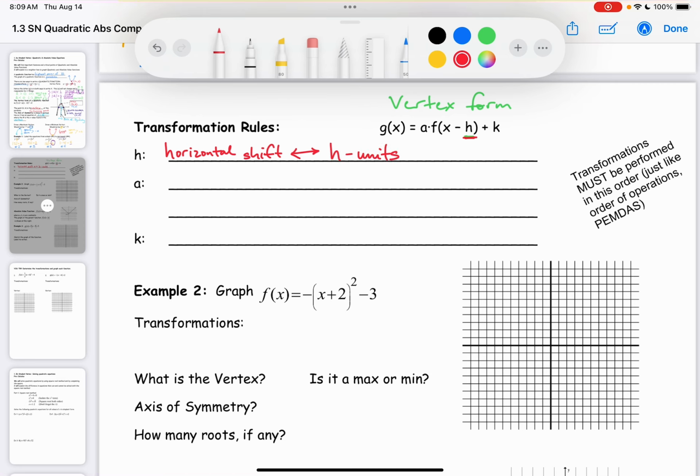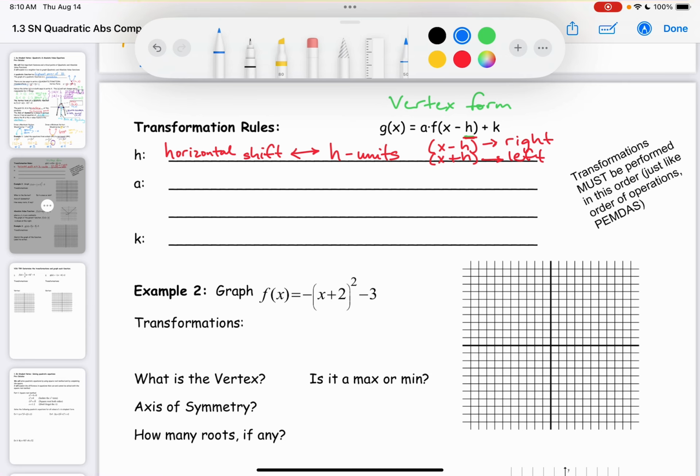Now, the weird thing about this is if it's X minus H, you would normally think, hey, everything negative goes left, everything negative goes down, whatever. This is opposite. If H is negative, it's actually moving to the right. And I can explain that more in class if you have a question about that. But on the flip side, if X plus H is in your equation, that's actually going to shift your graph to the left. And yes, that is backwards from what you would expect.